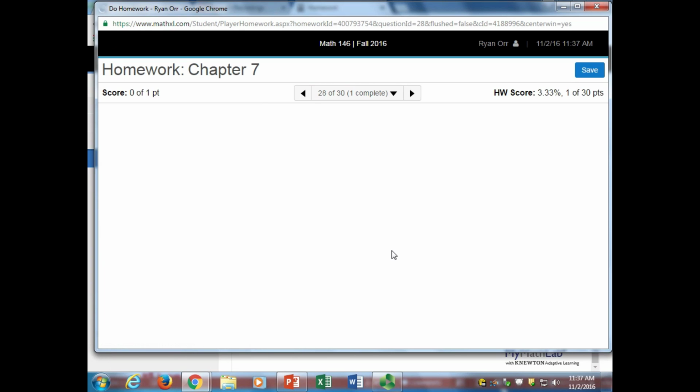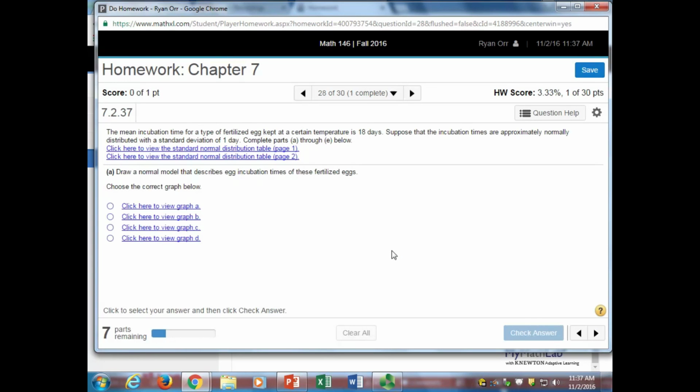This is talking about the mean incubation time for fertilized eggs at certain temperatures, 18 days. Suppose that incubation times are approximately normally distributed with a standard deviation of 1 day. Complete parts A through E. Draw a normal model. I'm guessing it's probably like part D that you have a question on. Yeah, okay. Well, we can go through anyways.